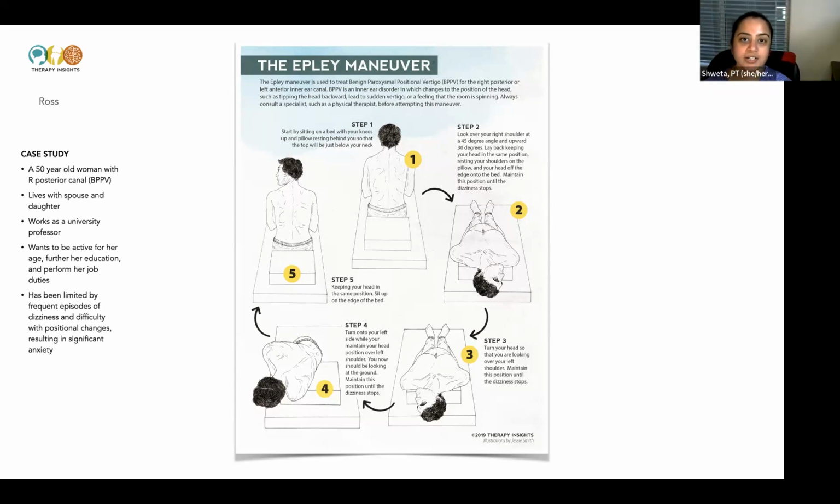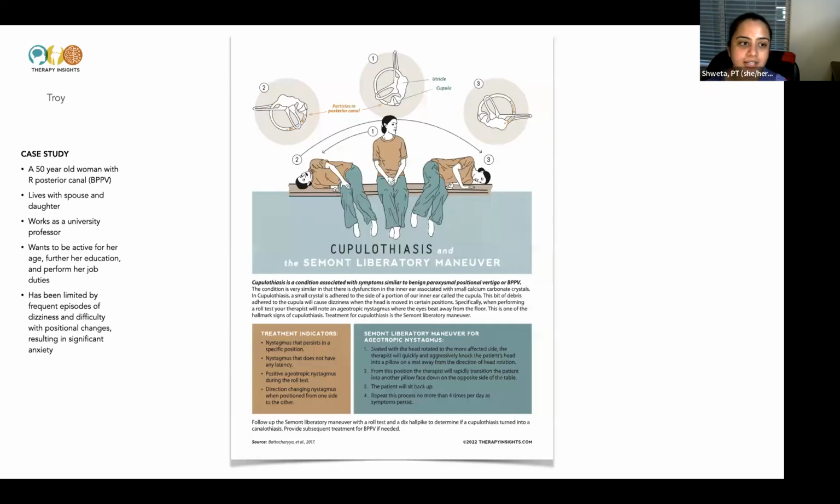And Troy shared a resource for this case study as well. So Troy's resource was Cupulolithiasis and the Semont Liberatory maneuver. So I'll let Troy talk about that. Yeah, absolutely. And I'll chime in a little bit too on some of the other ones.